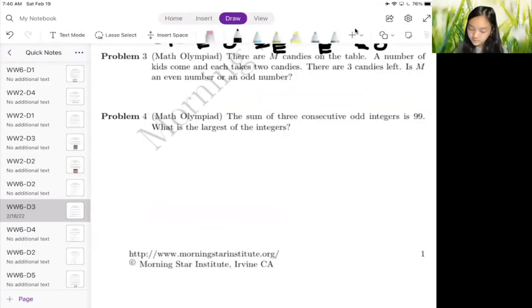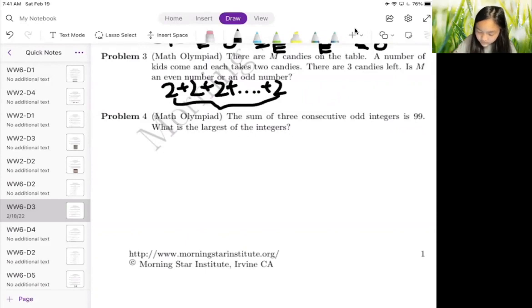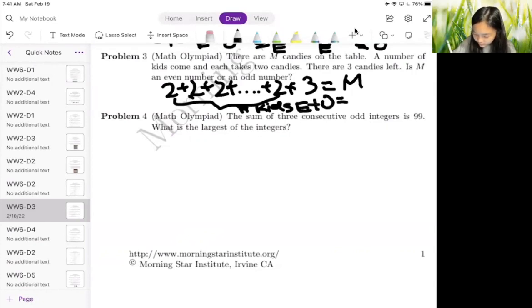There are M candies on the table. A number of kids come and each take 2 candies. There are 3 candies left. Is M an even number or an odd number? So there are a number of kids that come out and take 2 candies each. And so 2 plus 2 plus 2 plus ... plus 2, and this is a number of kids. And then plus a 3. And so that should equal M. And since no matter how many evens there are, it will always still equal even, then it's even plus the 3, which is the odd, and M should be odd.